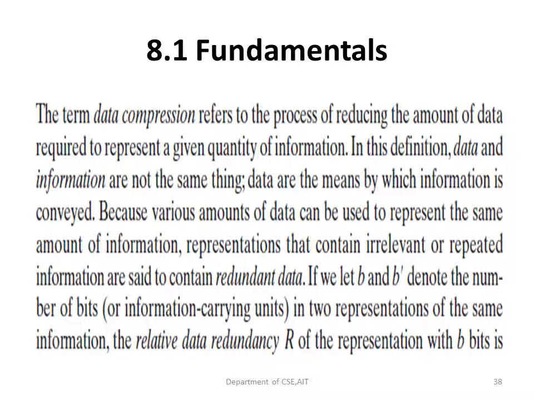Let us consider B and B dash, which denote the number of bits in two representations of the same information. The relative data redundancy R can be calculated, where R is equal to 1 minus 1 by C, where C is the compression ratio. This compression ratio C can be expressed in terms of B and B dash. So the compression ratio C is equal to B by B dash.